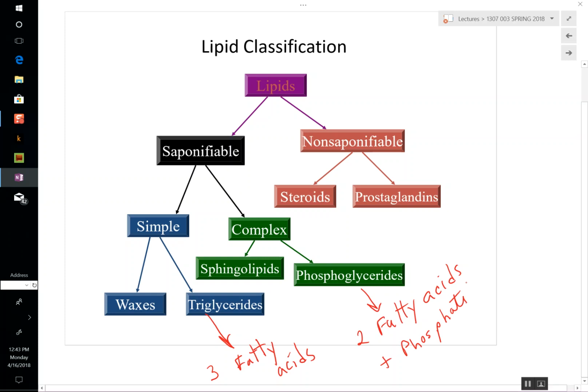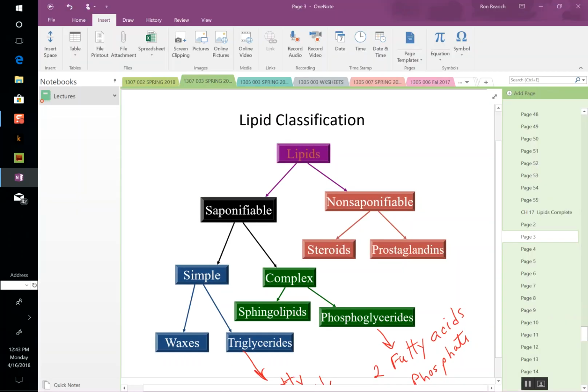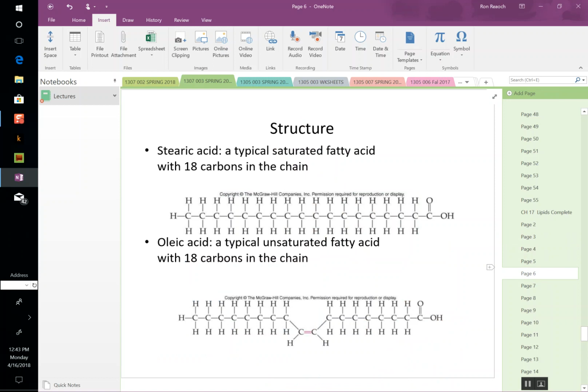All right, so let me see. I wrote down my slide numbers that I want to look at. Slide number 3. I could just advance through them, but 6. All right, fatty acids. There's your building blocks. And those are 2 fatty acids. I've got a little list. We'll get the light on later.